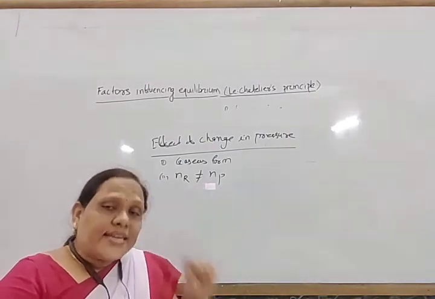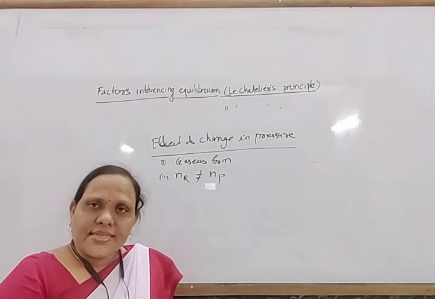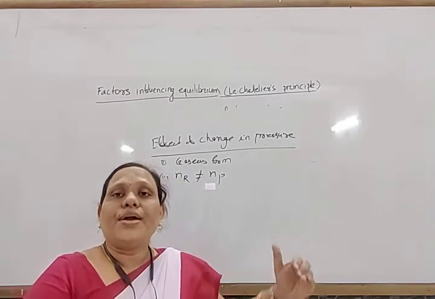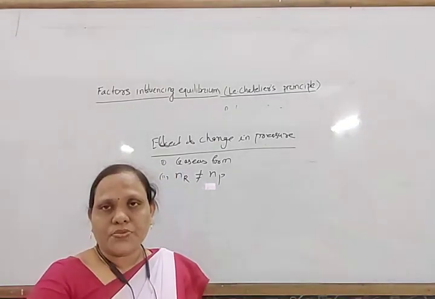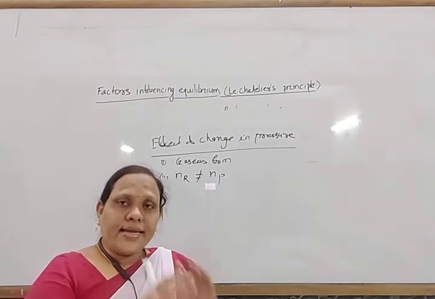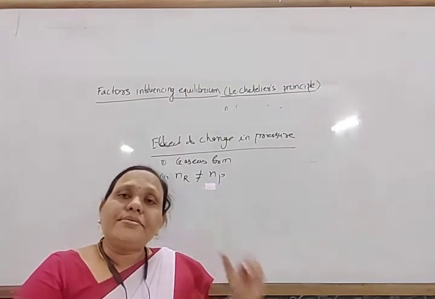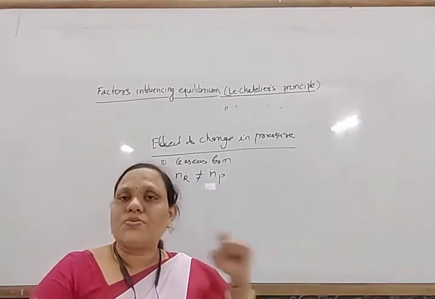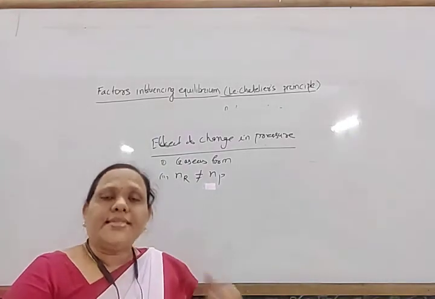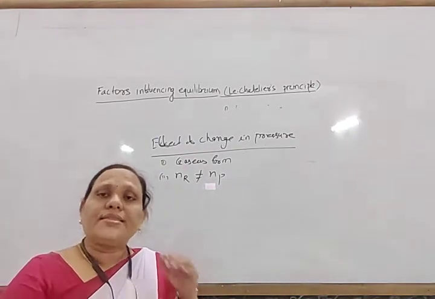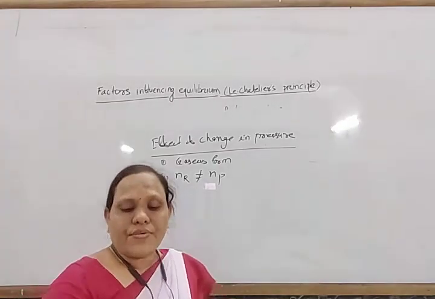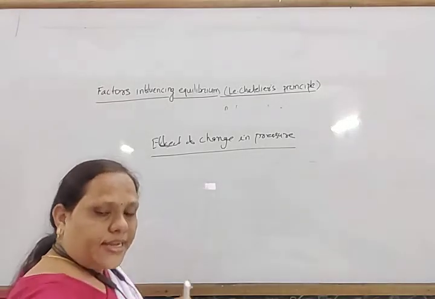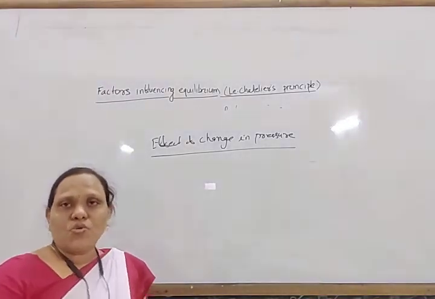Similarly, if we decrease the pressure, the volume increases, and hence the equilibrium will shift in the direction where more gaseous moles are present. Again, an increase in pressure shifts the equilibrium in the direction where fewer gaseous moles are present, and a decrease in pressure shifts it where more gaseous moles are present. Pressure has no effect if there is no change in gaseous moles.